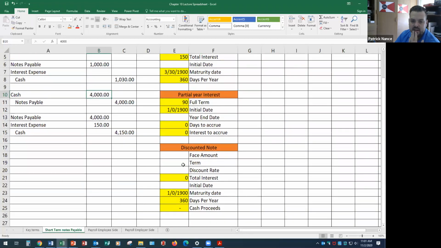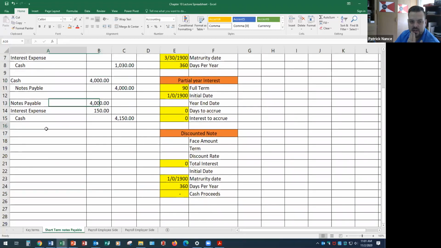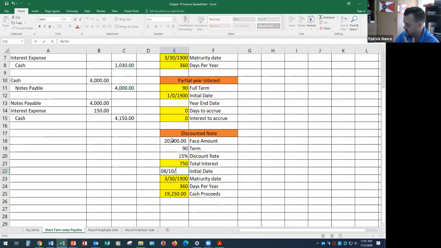I do have another calculator down here to show how that works. We have a discounted note on page 480. It says, on August 10th, Carey Company issues a $20,000 90-day discounted note. So we know it's $20,000, we know it's 90 days, and the discount rate is 15%. The initial date is August 10th. If we wanted to know the end date, we can do that.